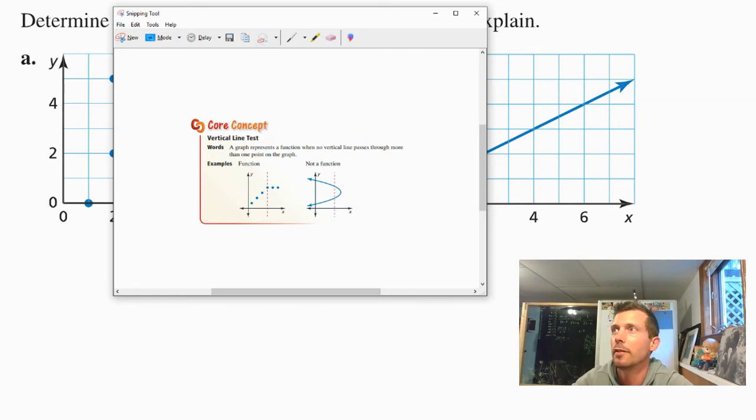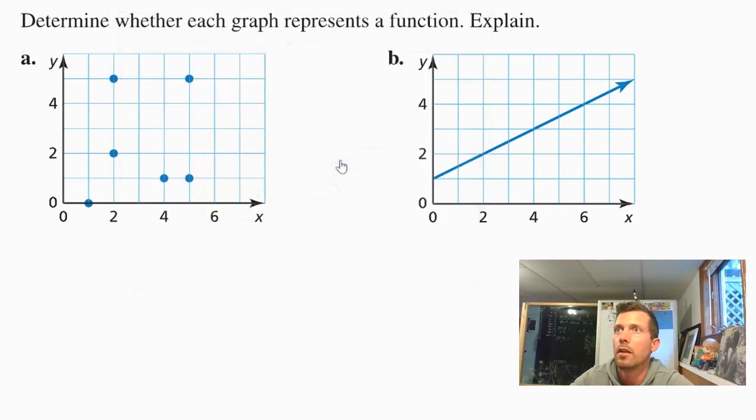So pause and jot that down, vertical line test, have that example in your notes so you can look back at it, and you should be good to go for that. So let's look at this example. Determine whether each graph represents a function.